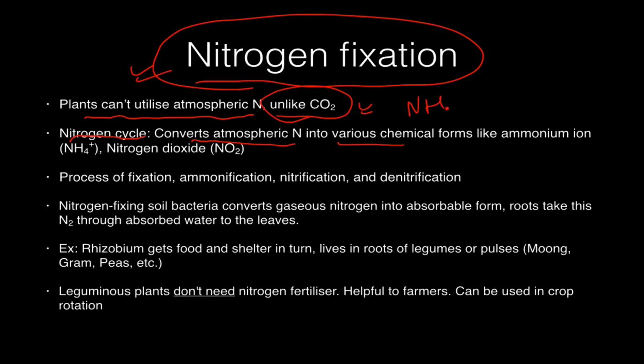Obviously, it has to be converted, like into ammonium. If nitrogen can't be utilized, obviously it will have to be converted. So it will be converted into ammonium or nitrogen dioxide. This goes through the process of fixation, atmospheric into soil nitrogen. Then it is ammonification, nitrification, denitrification. Now who will do it? Obviously there are different bacteria for each process. So they are called nitrogen fixing soil bacteria.